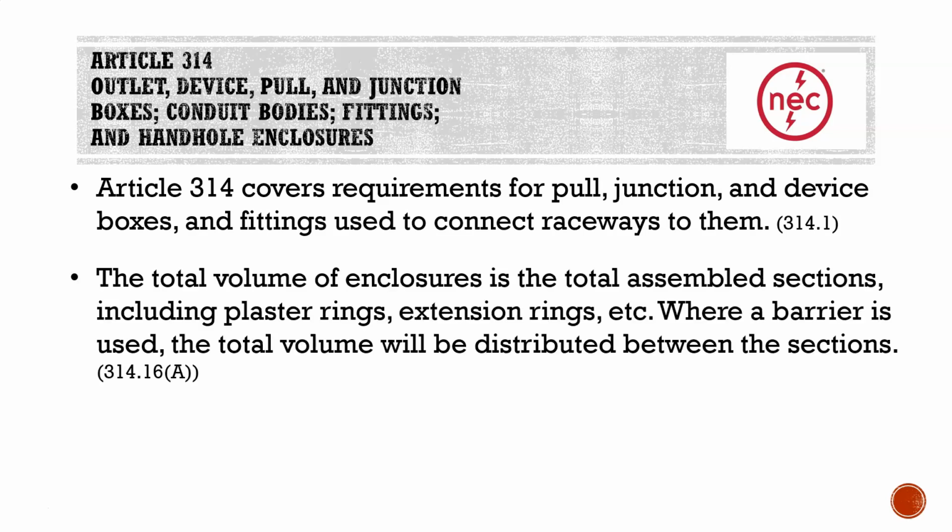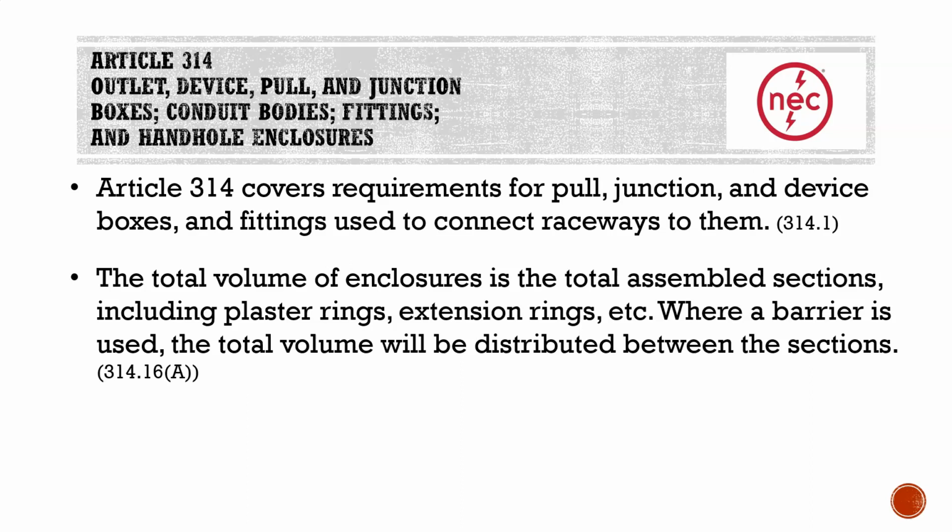The total volume of enclosures is the total assembled sections, including plaster rings, extension rings, etc. Where a barrier is used, the total volume will be distributed between these sections. So that 314.16a kind of told us 2 separate pieces of information there. The first being, once we've installed some type of enclosure or a box, if we add anything to that, whether it be a plaster ring or an extension ring, as they mentioned, anything we add to that box affects the volume, and it can either take away or add to.